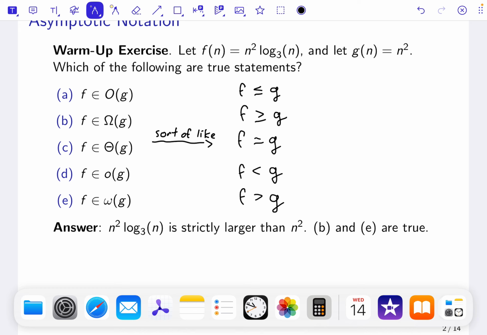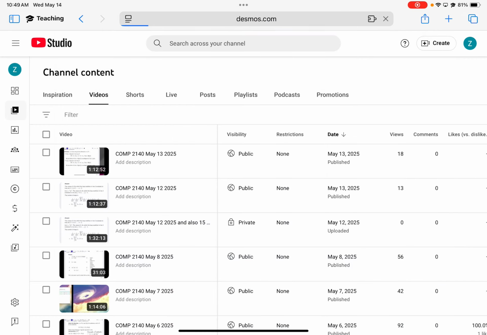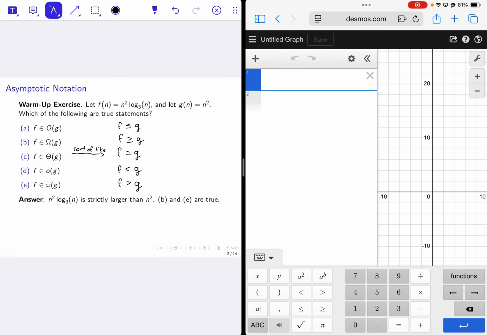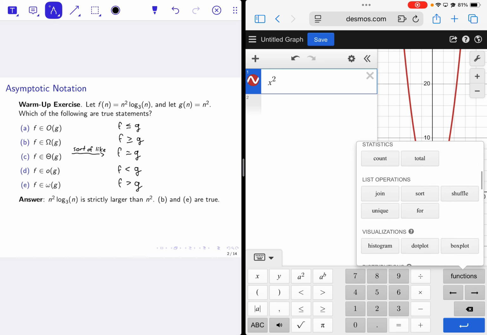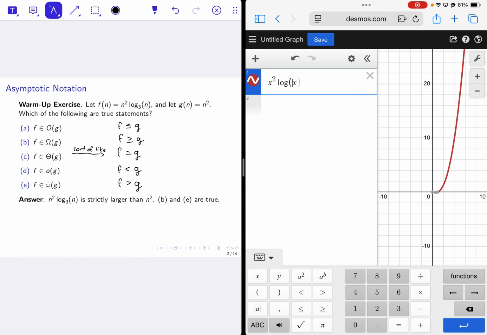I'm going to try to check out Desmos. And I'll type in the 2 functions that we were working with. Is this not going to let me change the base of the log?